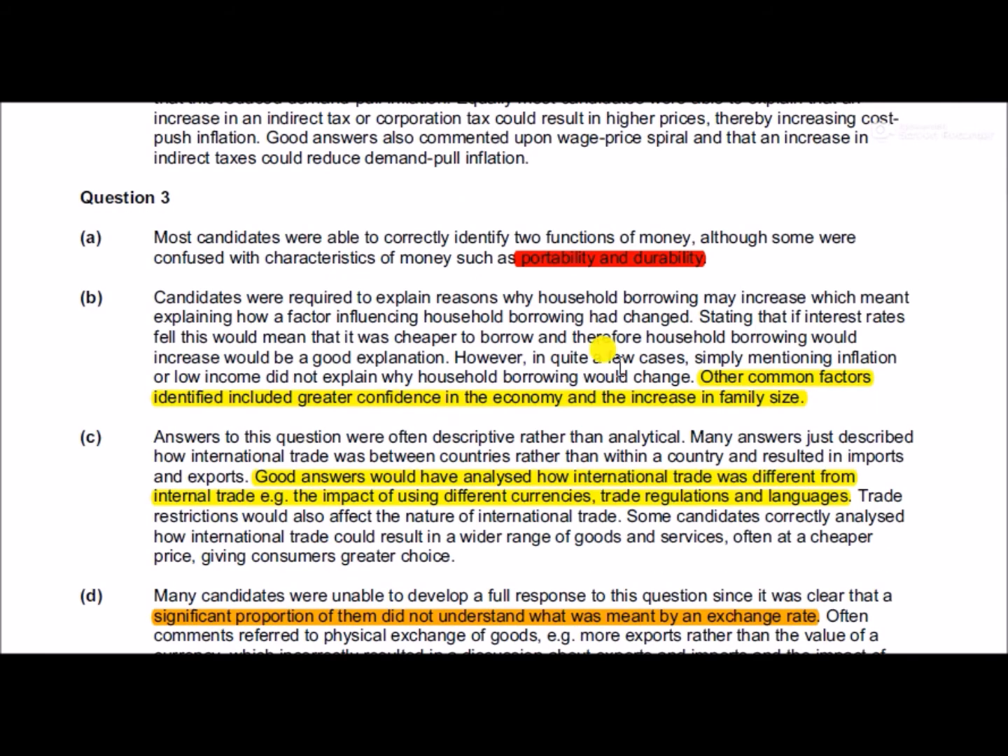What the examiners say. Candidates were required to explain why household borrowing may increase, which meant explaining how a factor had changed. Stating that if interest rates fell, this would mean it was cheaper to borrow and therefore household borrowing would increase, would be a good explanation. However, in quite a few cases, simply mentioning inflation or low income did not explain why household borrowing would change. Other factors were confidence and increase in family size, a pretty straightforward, simple option. So make sure you're making the link quite clear and explicit for the examiner.